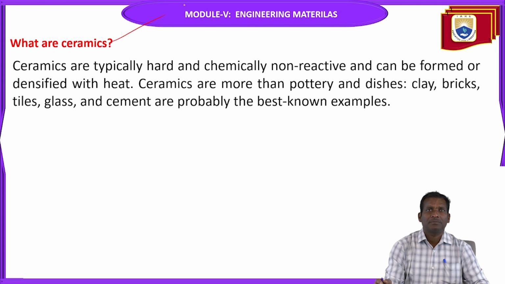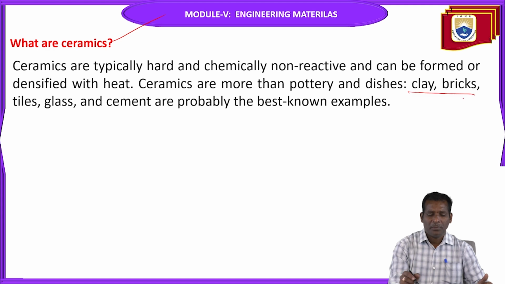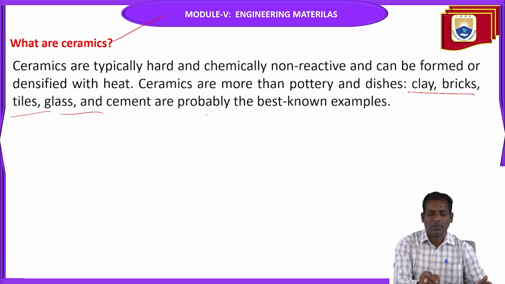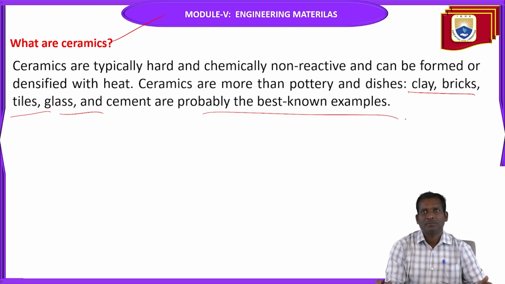Next one is ceramics. Ceramics are typically hard and chemically non-reactive, and can be formed or densified with heat. Ceramics are more than pottery and dishes. Clay, bricks, tiles, glass, and cement are probably the best known examples of these ceramics. So generally, pottery and dishes are made with these ceramics.